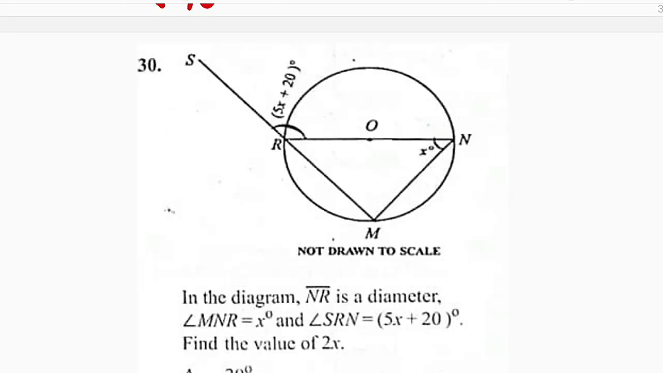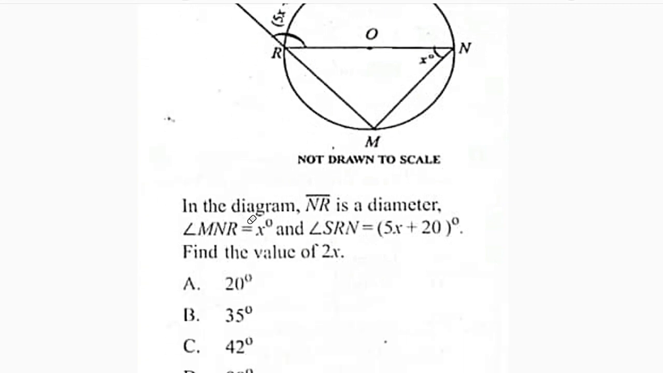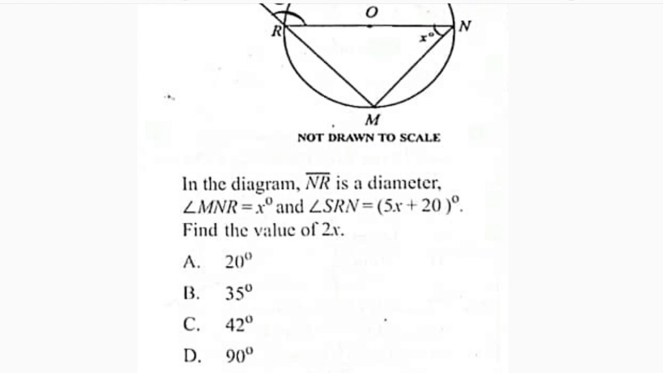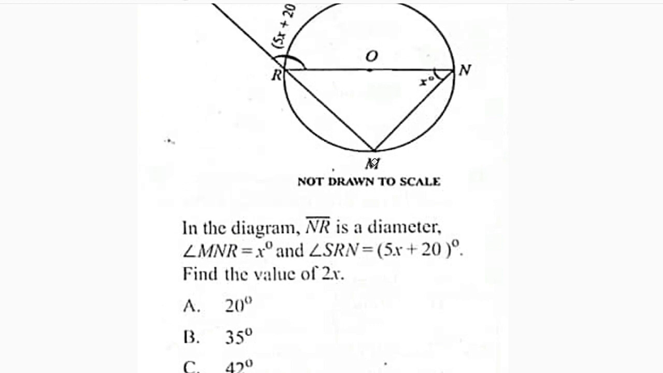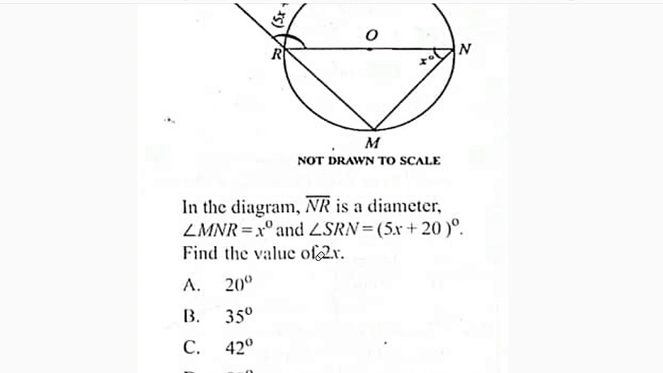All right, here is question number 30. We are given a diagram here, in which you can clearly see that we have a circle. We have an enclosed triangle that has an extension. So now let us read this question. The question reads, in the diagram above, line NR is a diameter of a circle. Angle MNR is x degrees, and angle SRN, this exterior angle of this triangle, is 5x plus 20. We're asked to find the value of 2x.